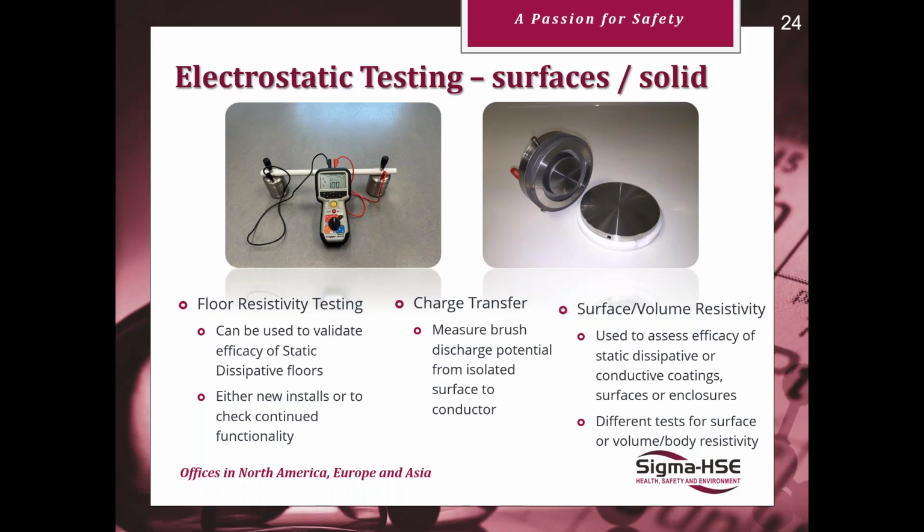On the right-hand side, finally, we have surface and volume resistivity. And again, similar to the floor resistivity, this is looking at resistivity through a plane or through a bulk of a solid material to assess the efficacy of static dissipative materials, coatings, and enclosures, to check that they're working as they should be.